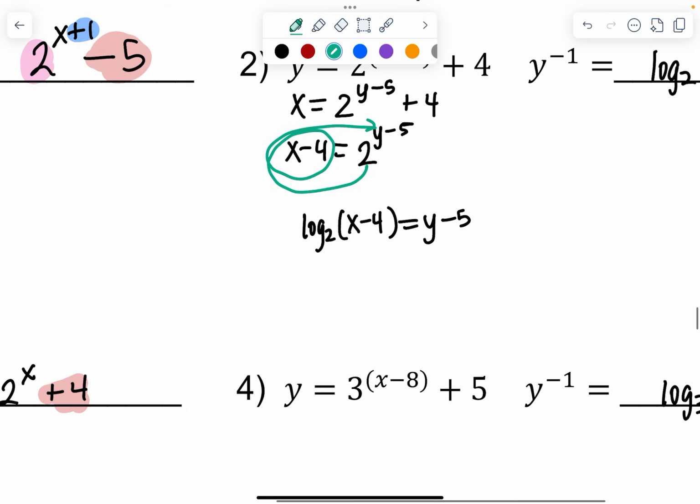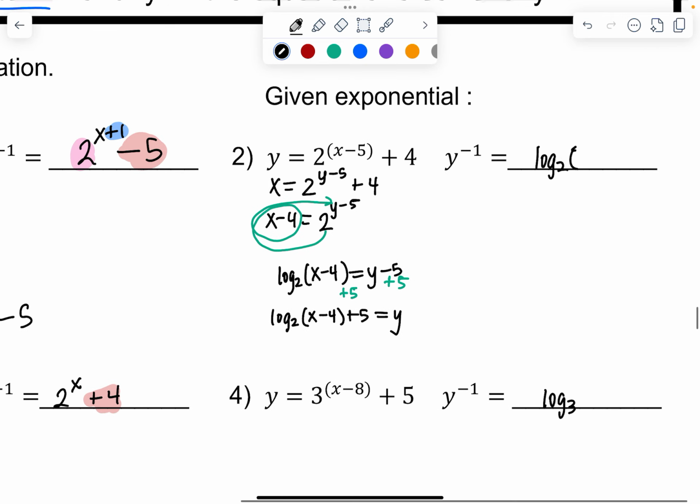So almost done. Our last step is just to add this 5 to both sides. Make sure it doesn't go inside the log. It can't go inside the log. So that plus 5 has to stay outside. Okay, and so our final answer is log base 2 of x minus 4 and then a plus 5 outside. And so to kind of check our work, we have the same base. Our minus 5 inside became a plus 5 outside. Our plus 4 outside became a minus 4 inside.